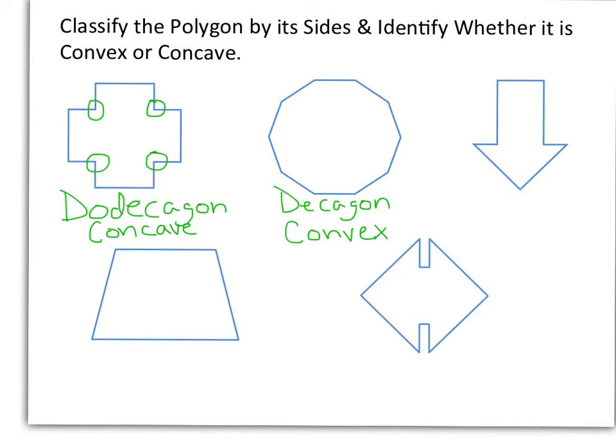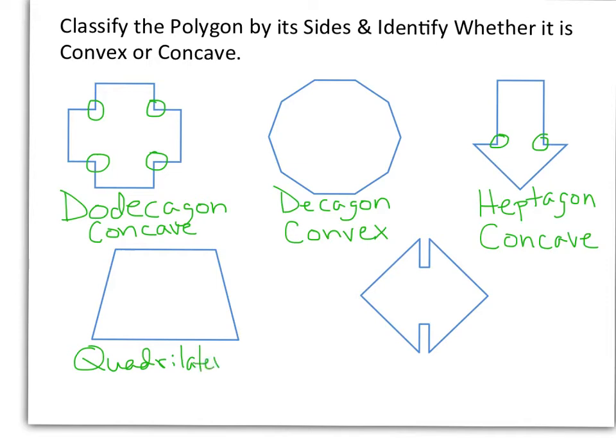The arrow has 7 sides, so it is a heptagon. And notice we have vertices going in, so it is concave. Our next figure, 4 sides, quadrilateral. And it is convex. And lastly, we have another decagon, and it is concave.